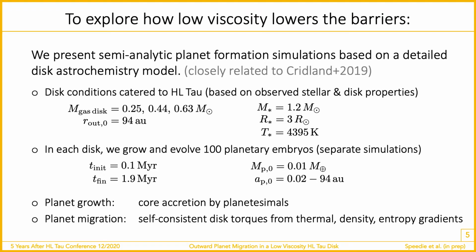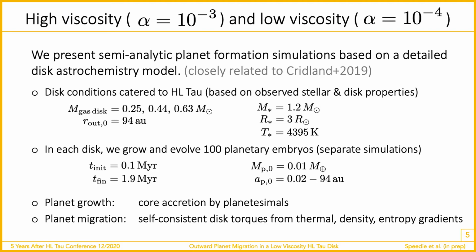The planets grow by core accretion, and they migrate according to self-consistent calculations of disk torques. So our code allows for an accurate calculation of the thermal, density, and entropy gradients that are involved in computing the mass-dependent disk torques that determine planet migration. We do all of this for two different values of alpha, 10^-3 and 10^-4, so relative to each other, a high viscosity and a low viscosity.